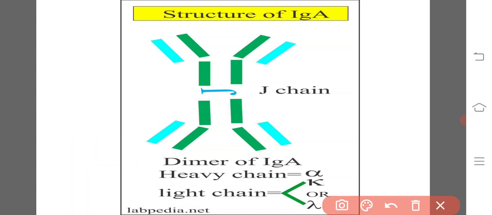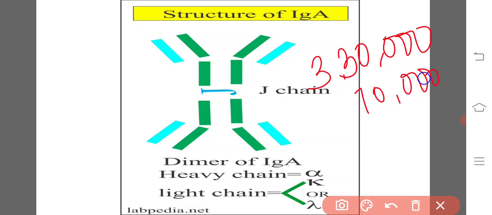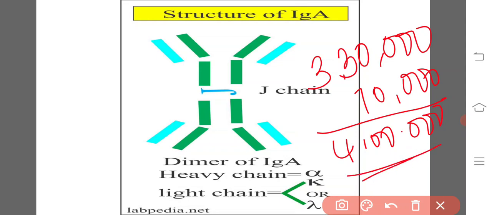This transport is mediated by another protein called the secretory component, which is a receptor on epithelial cells that becomes attached to the dimer of IgA. The IgA found in secretions is always present in the dimeric form and has a molecular weight of about 4 lakh daltons. That is 165,000 plus 165,000, which is 3,30,000 daltons, and the secretory protein is about 70,000 daltons. Totally it is 4 lakh daltons. That is two IgA monomers plus the secretory protein of 70,000 daltons.